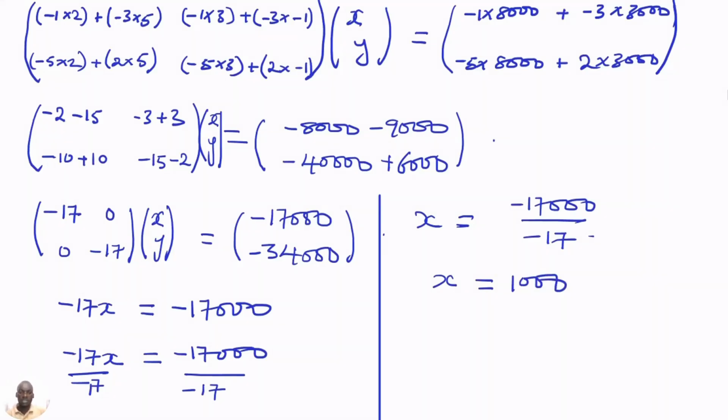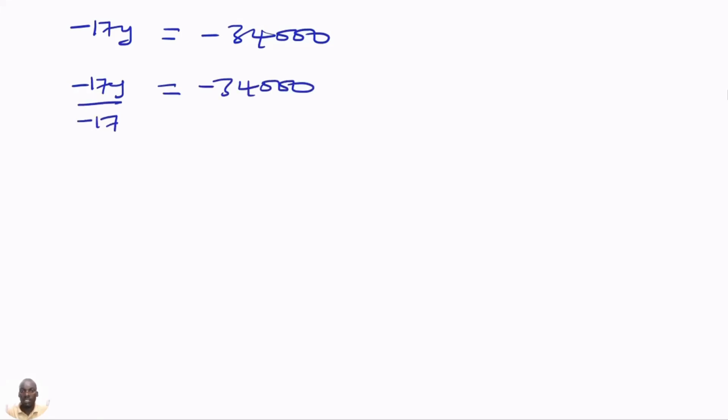As we proceed with the other one also, same as having the negative 17y being equal to the negative 34,000. To get the value of y, simply we are going to divide it through by negative 17 on both sides. So divide through by negative 17. So our y is now coming to be the 2,000.